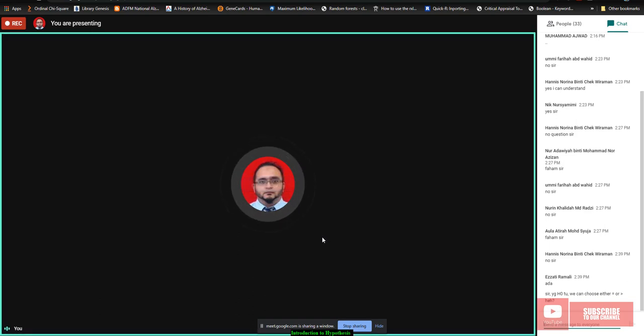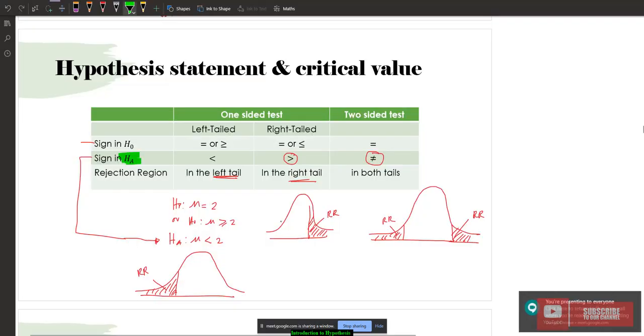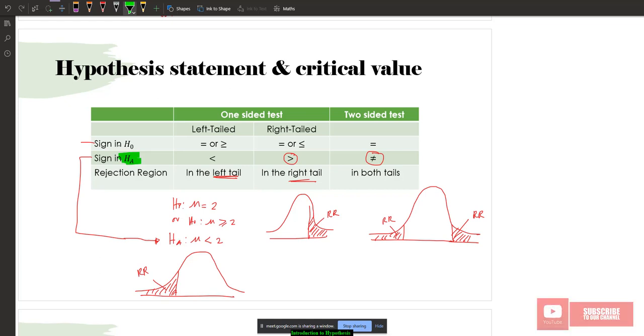Null hypothesis, can we choose either equal or more than? No. The null hypothesis is based on the statement, right? So either the statement is equal, more than, or less than. So we don't care about the null hypothesis. We only care about the alternative hypothesis to decide where the rejection region is, either on the left-hand side, right-hand side, or both sides.